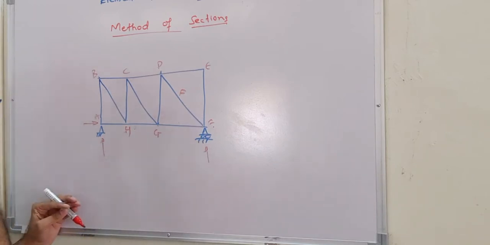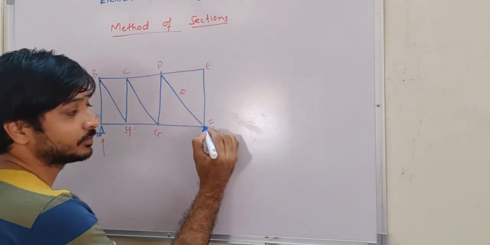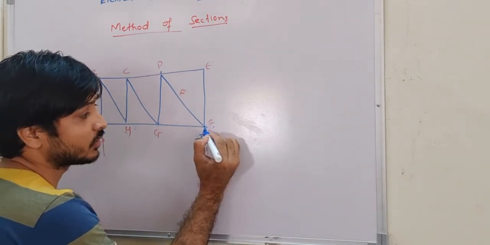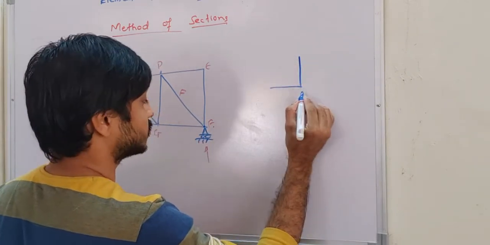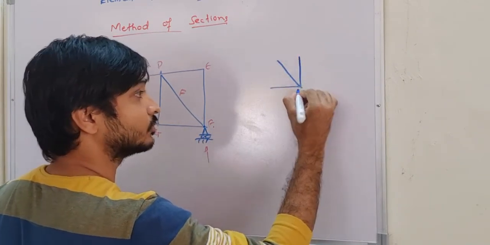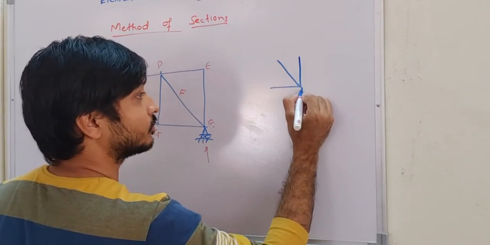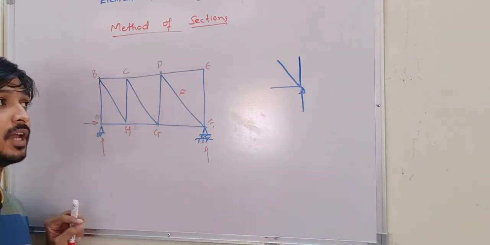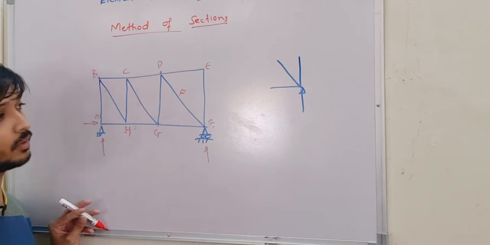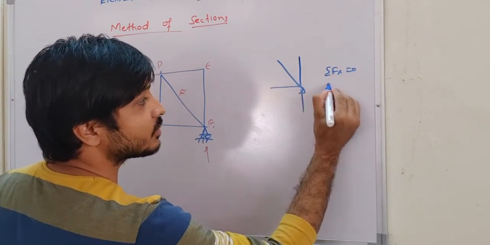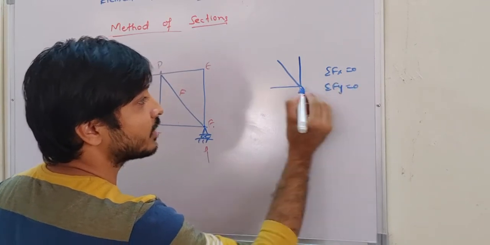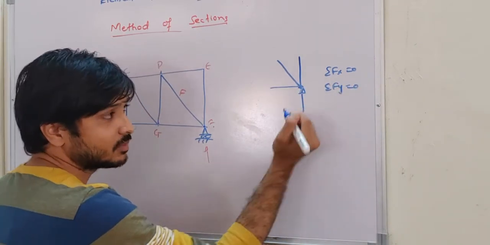So if I want to find out the force in this member, what do I have to do? By method of sections or by method of joints, what can I do? I can take this point. If I take this point, how many equations do we have? Two equations: summation of Fx equals 0 and summation of Fy equals 0. I am talking about the method of joints.